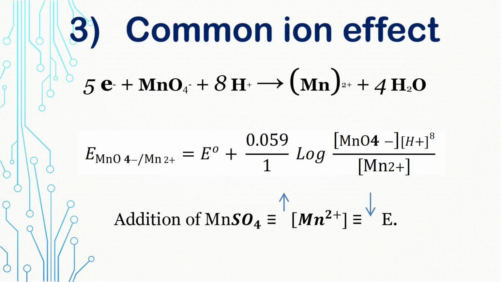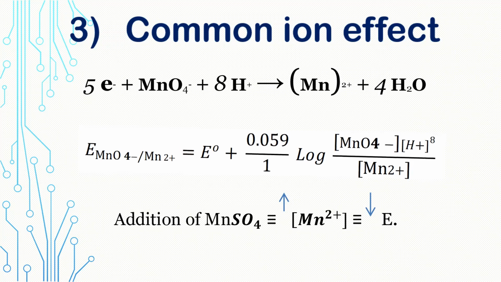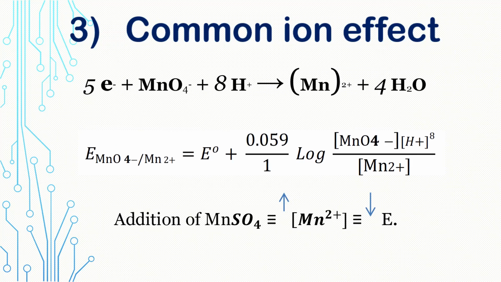Adding manganese sulfate to permanganate solutions leads to increasing the concentration of the manganese ions. And on the other hand, the potential decreases because, as we see in the equation in front of us, there's an inverse relation between the concentration of the manganese and the oxidizing power.